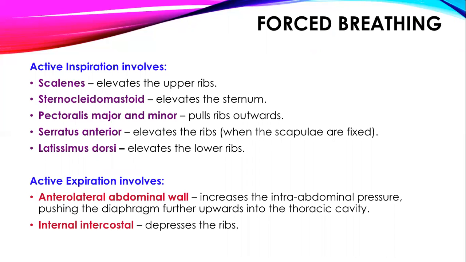Active expiration utilizes a contraction of several thoracic and abdominal muscles. These muscles act to decrease the volume of the thoracic cavity. This includes the anterolateral abdominal wall muscles, which increase the intra-abdominal pressure, pushing the diaphragm further upwards into the thoracic cavity. It also includes internal intercostal muscles, which depress the ribs.